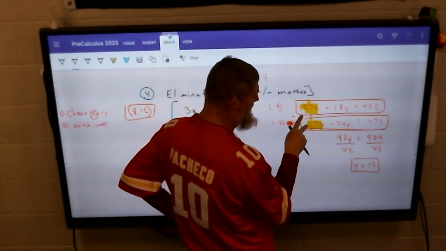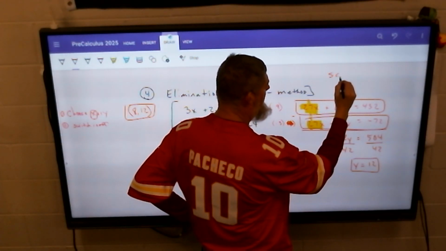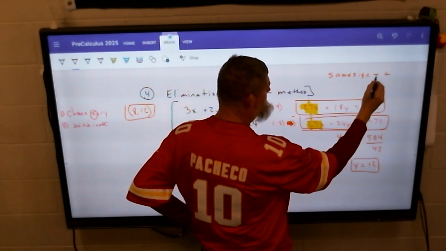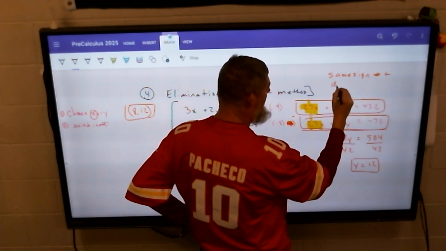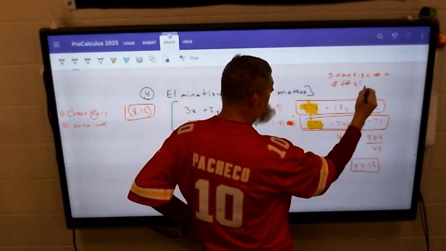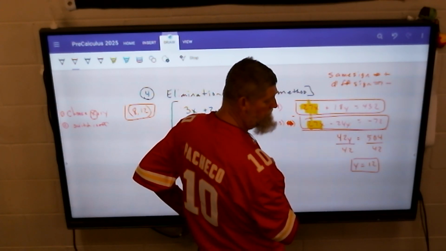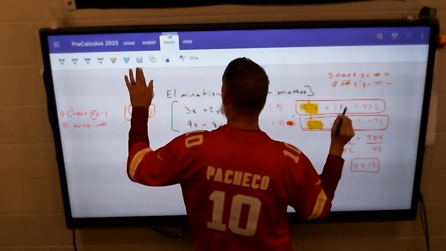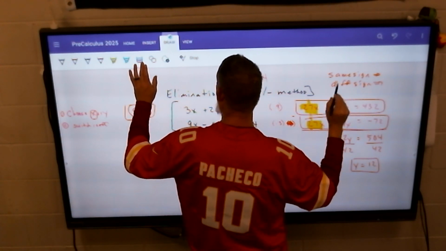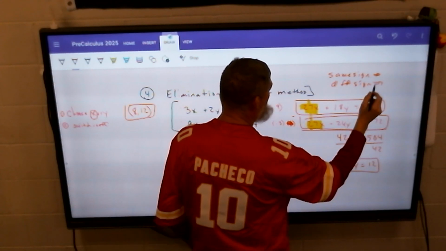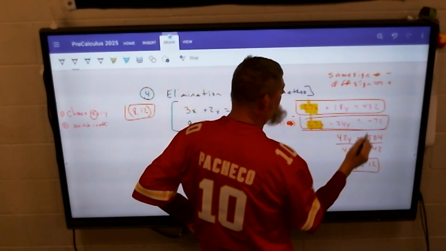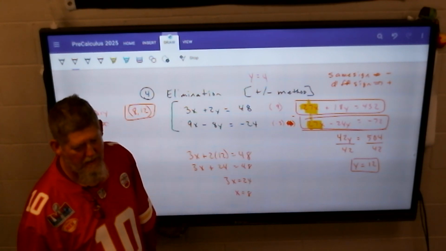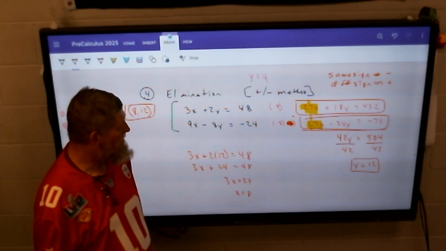But since they're the same sign, you add. If they're different signs, you subtract them. No, other way around. As soon as I said different, I thought I just said that wrong. Same sign you subtract, different signs you add. Same sign, subtract. Different sign, add.